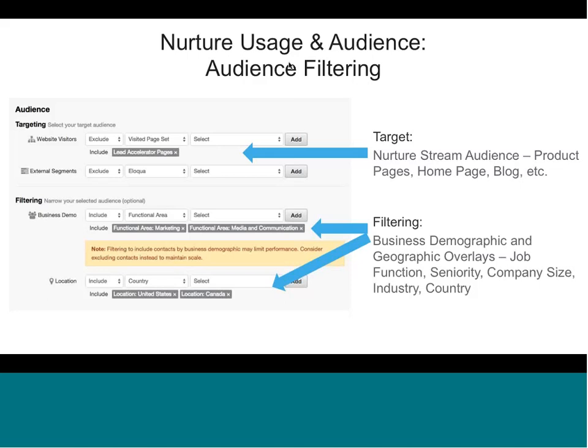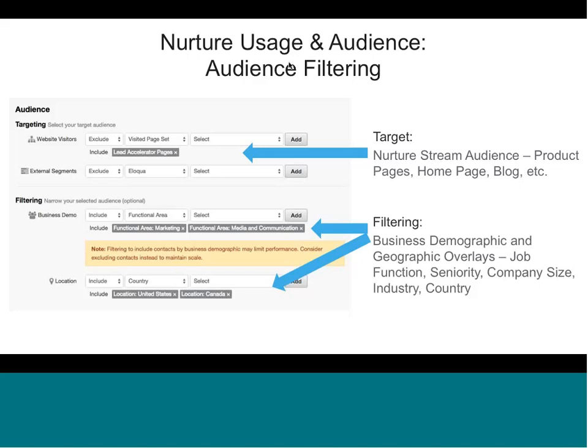So in this example, you can see, and again, I'm sure you're all familiar with the setup here, that our audience is really, really narrow. We're targeting only lead accelerator pages that also have a business demographic of marketing or media communications, also in the United States or Canada. So it's a very narrow audience. And one thing that I want to point out here too is that these are ANDed. So the targeting that you can see on the top is ANDed with the filtering.